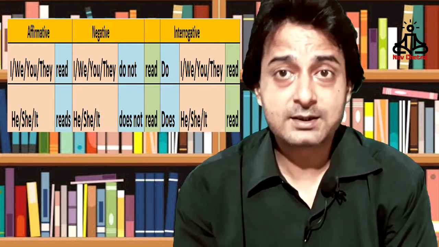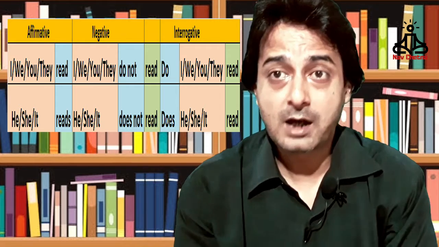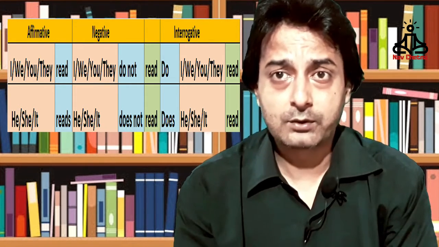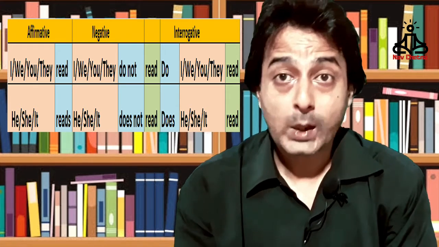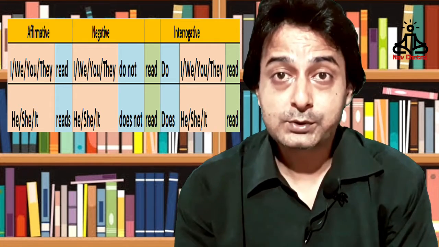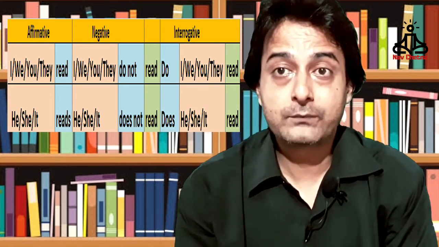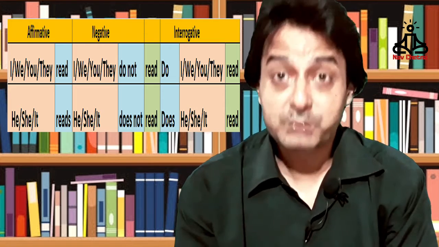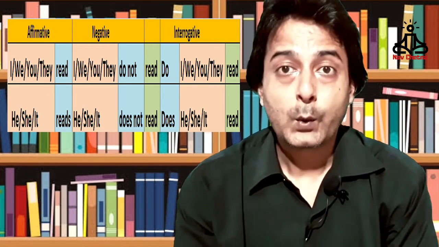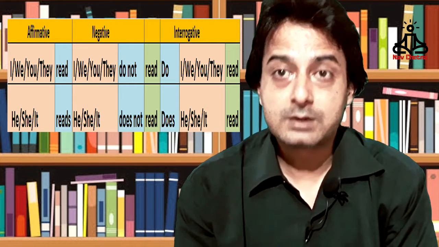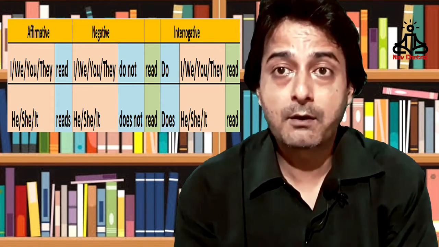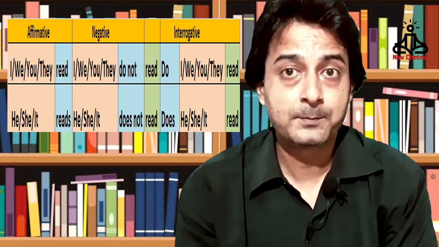In negative sentences, we place do not after plural subjects and does not after singular subjects. When we construct an interrogative sentence, we put do at the beginning of the sentence if the subject is plural. If the subject is singular, we begin the sentence with does. We put an interrogative mark at the end of an interrogative sentence.